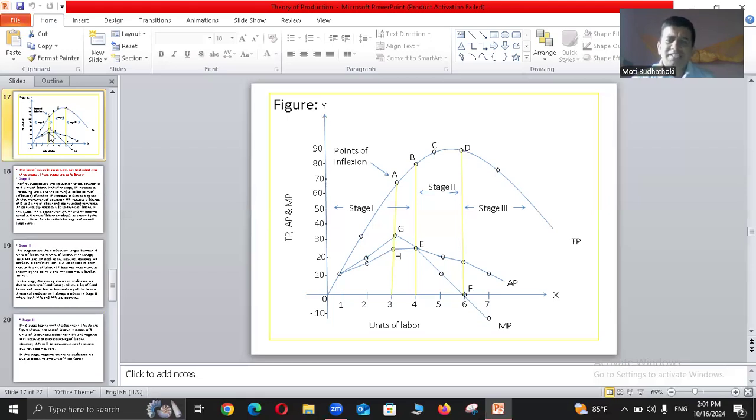And stage 3 means overcrowding of labor. That means labor starts to be lazy and they don't give the actual amount of their productive capacity. They don't use their proper skill, they don't do their proper duty. Due to that, the total product again starts to decline.